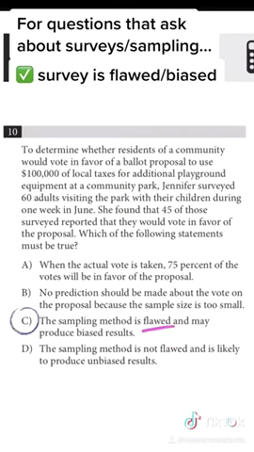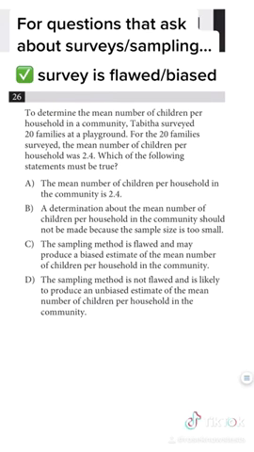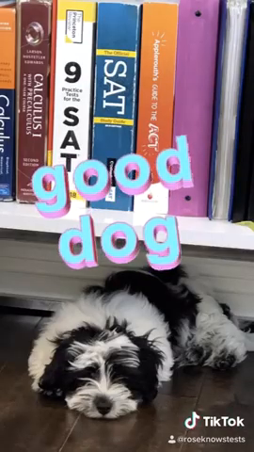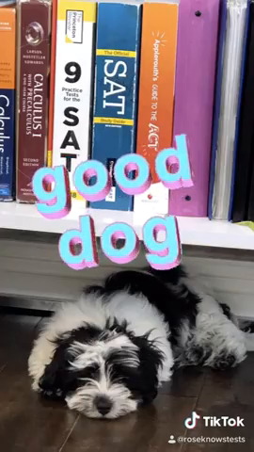Again, questions that ask about surveys and sampling, the answer is that the survey is flawed. So here, the answer is C. One last example. Do you know what the correct answer is? That's right, it's C. The sampling method is flawed. So next time you see a survey question, think of Han's trick.